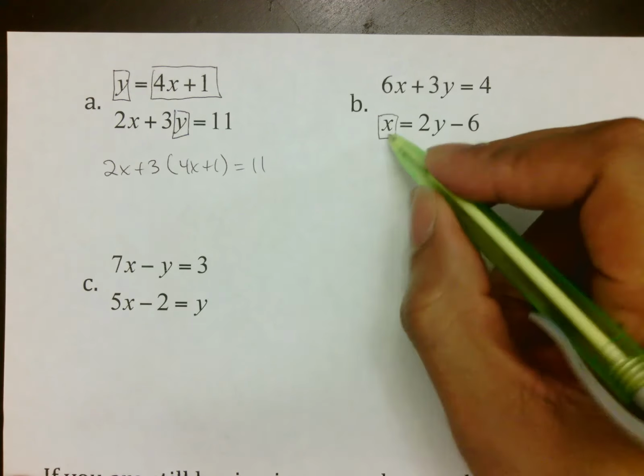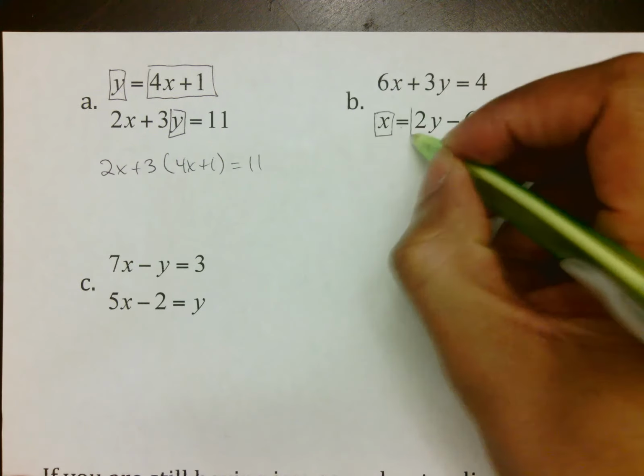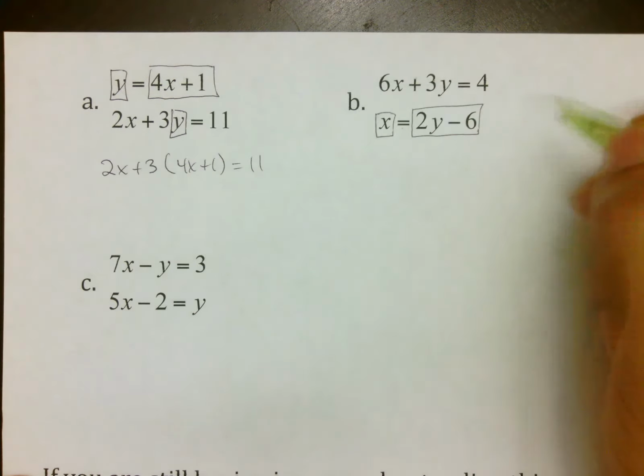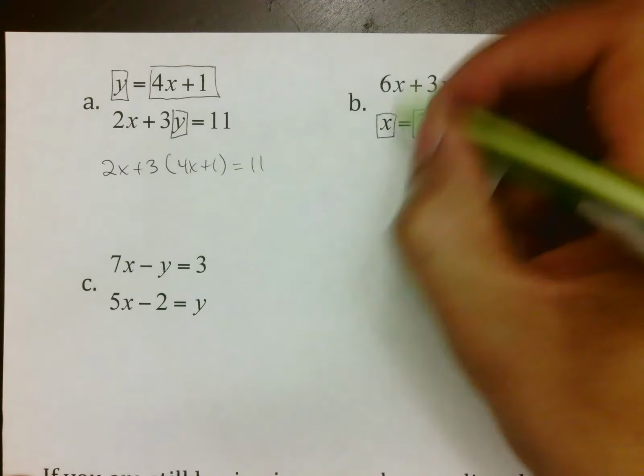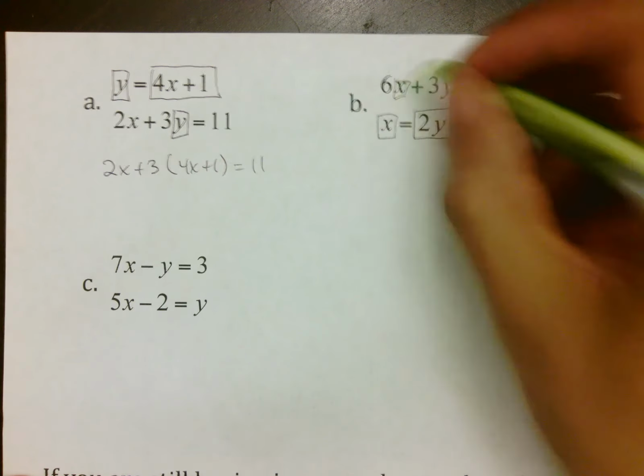Here, b: 6x plus 3y equals 4, x equals 2y minus 6. This is the variable that's by itself. X is equal to 2y minus 6, which means it has the same value as 2y minus 6. So we go up to the other equation. Since x was by itself, we are going to put x in this box.